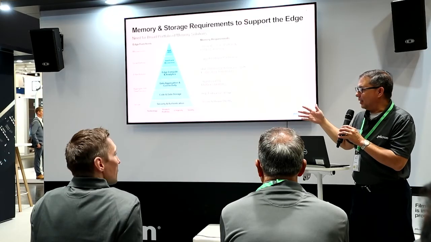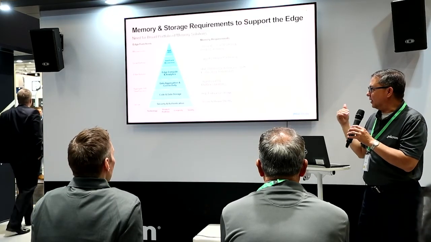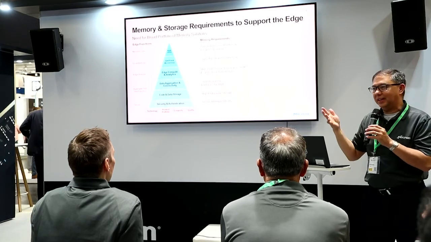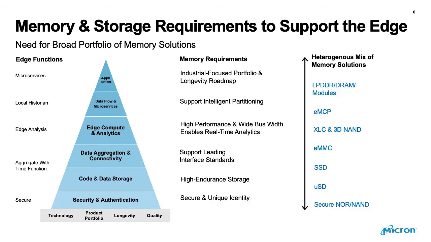From a memory perspective, these are things you need to consider if you're selecting a memory. For example, on the secure and unique identity, we have Authenta. That's a very unique solution that provides you that unique identity and also a provisioning mechanism that is very secure. And secondly, in terms of high endurance storage, leading interface standards, high performance bus width, as well as intelligent partitioning.